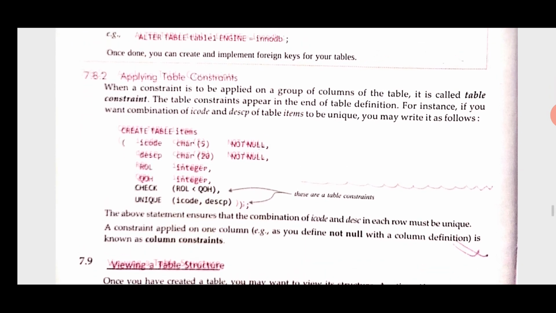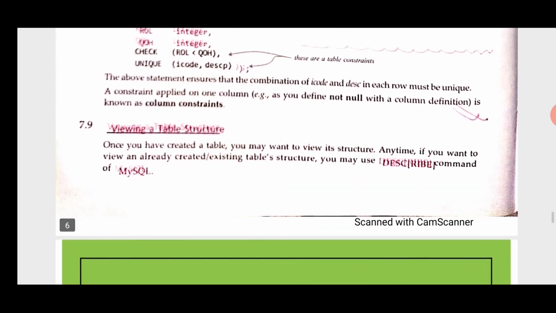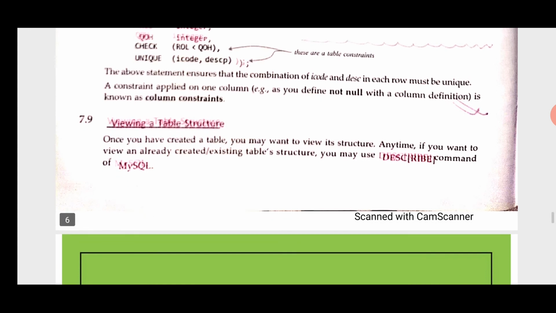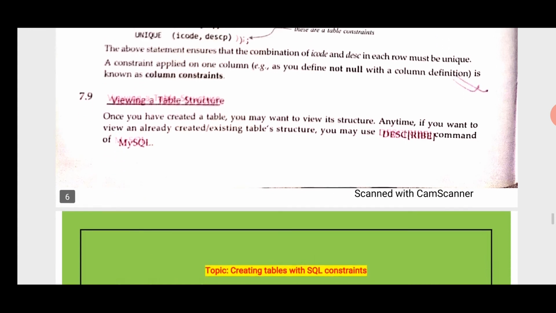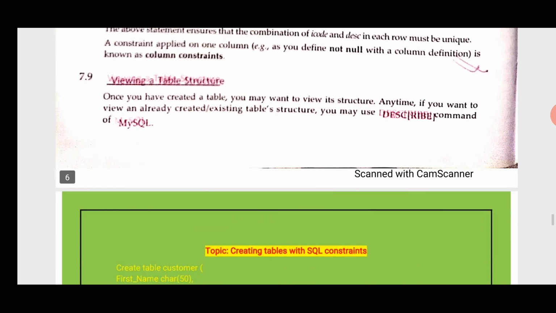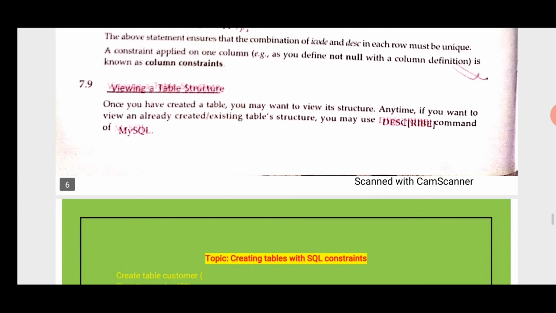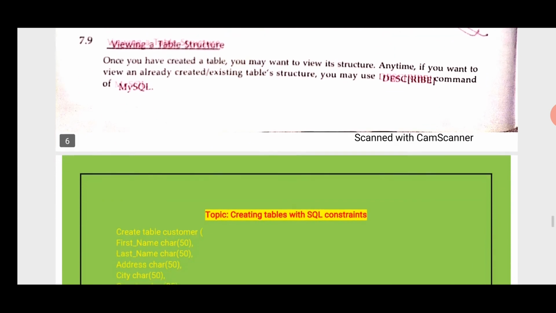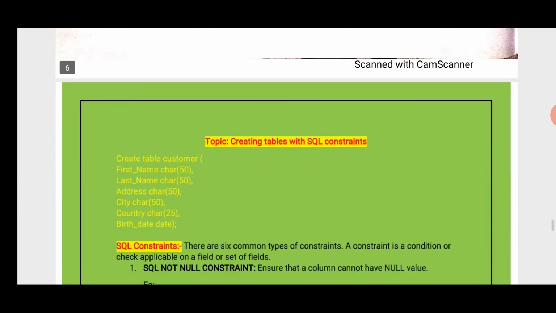Next one is applying table constraint. Using that, a few examples are given that we can see. Here, using the DESC or describe keyword we can see the structure of our created table after the constraint is applied. So here is the end of the topic, MySQL constraint.